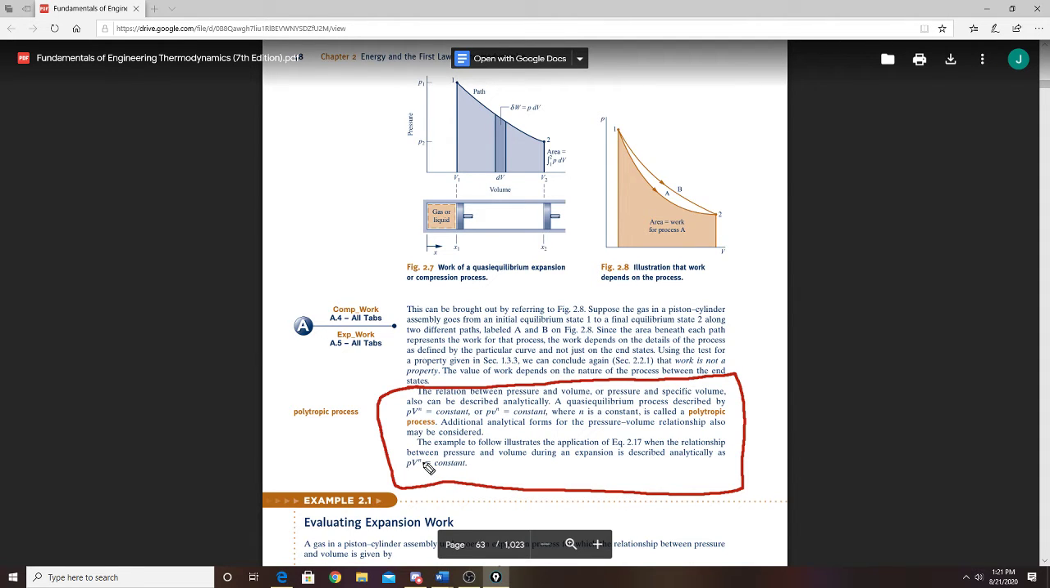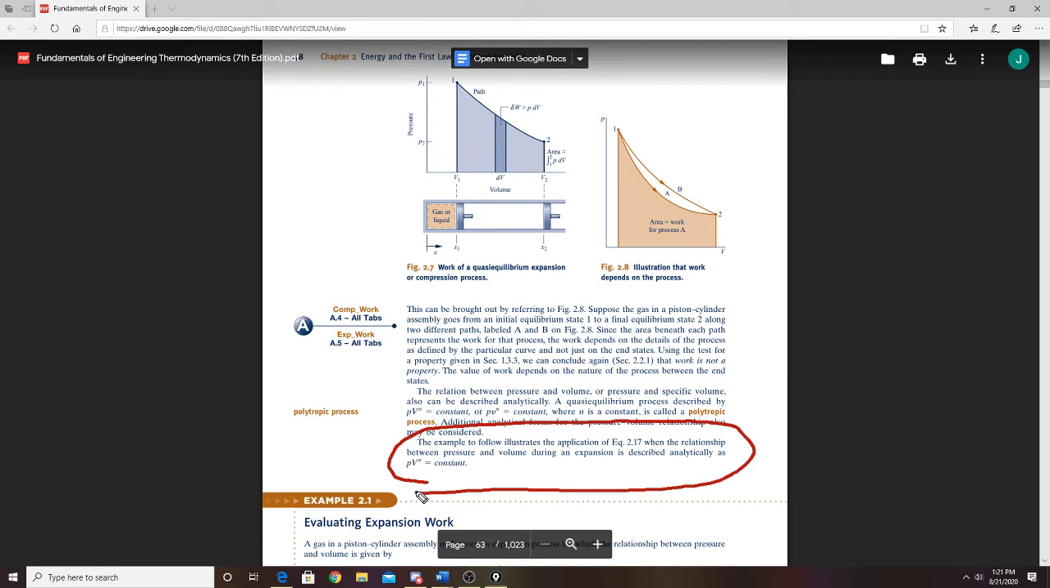The example to follow illustrates the application of equation 2.17 when the relationship between pressure and volume during expansion is described analytically as PV to the N. So this right here is our first section's questions, is PV to the N. So you will be using this PV to the N in this first section. So do pay attention to that. This is how you will be solving your question.